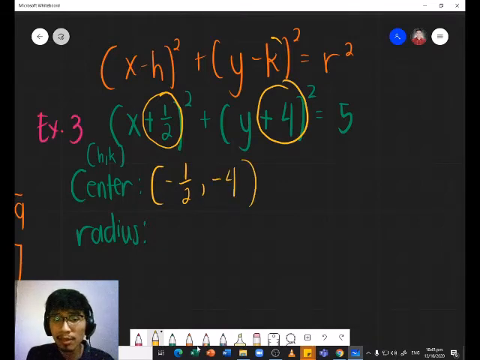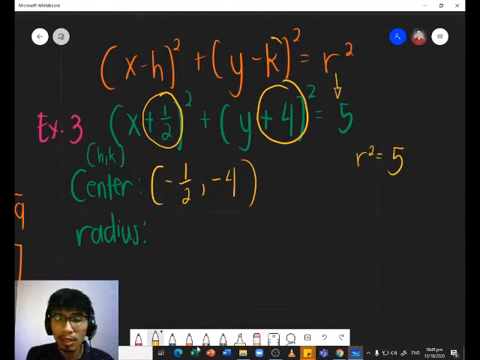Automatically, the center is negative 1/2 and negative 4. That is the center. Okay, now let's proceed to the radius. My r squared here, as you can observe, is 5.